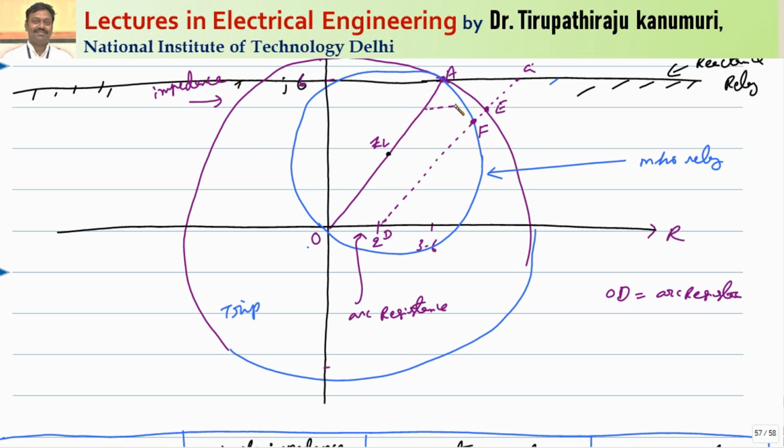Now what you do, you draw a parallel line from point E parallel to your real axis. If you extend the line, you will get this line. Let us assume it is intersecting at a point M. Similarly draw a parallel line from F. This will intersect at some point, which I am taking as N. The value of ME will be equal to NF, which will be equal to OD.